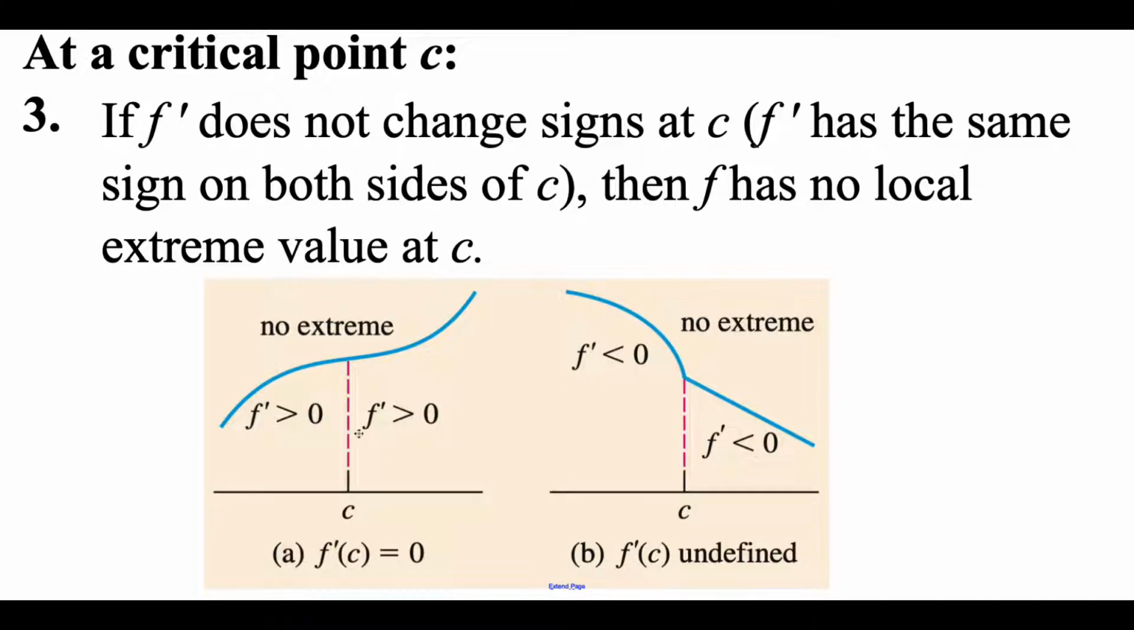So here, as we're looking at these pictures, we've got critical numbers C in the middle of both of them, but the derivative is positive on both sides, so that doesn't create an extreme value in there. And same thing on this one. Here we've got the derivative being negative on both sides. So again, there's no sign change, so our function does not have an extreme value at C.